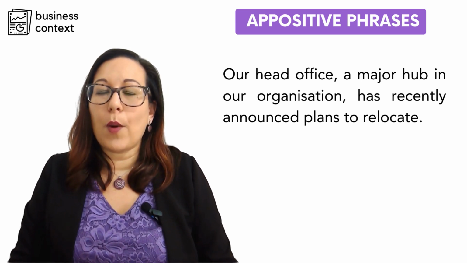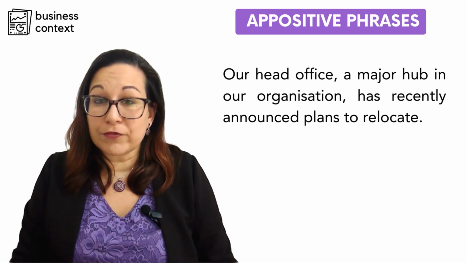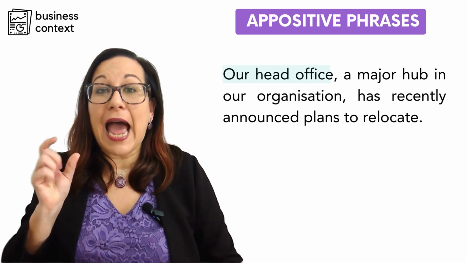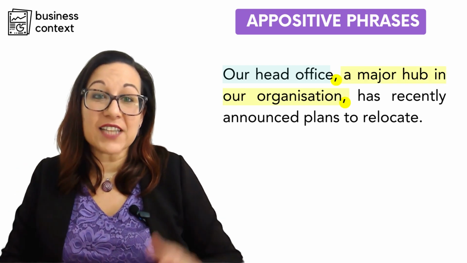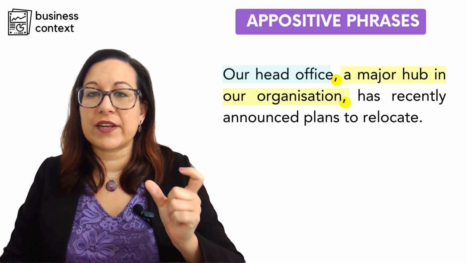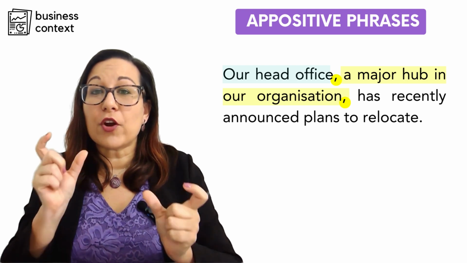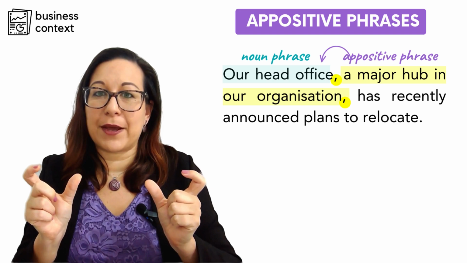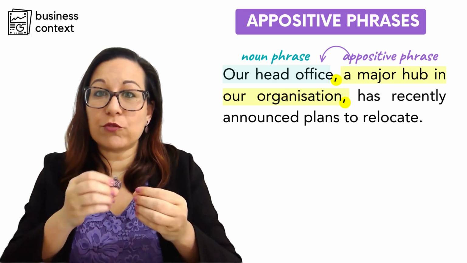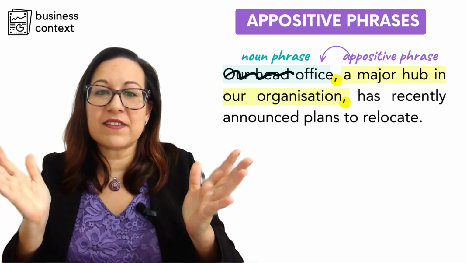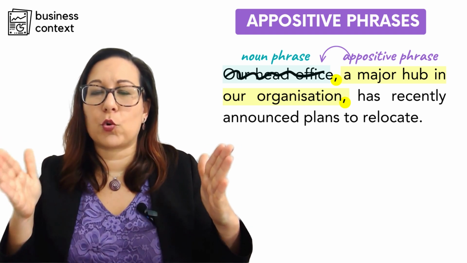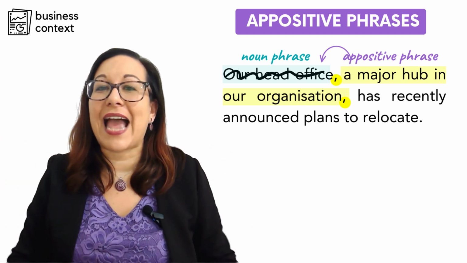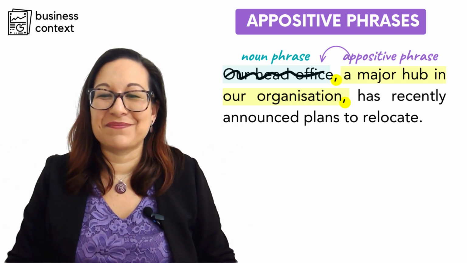So, where's the noun? Well, we've got 2, right? We've got our head office and a major hub in our organization. So we are describing that head office. We're adding more information about it. We could actually replace it and just say, a major hub in our organization has recently announced plans to relocate.